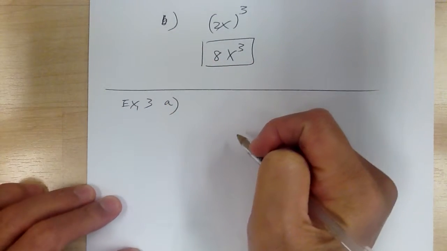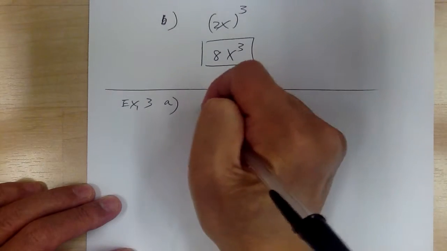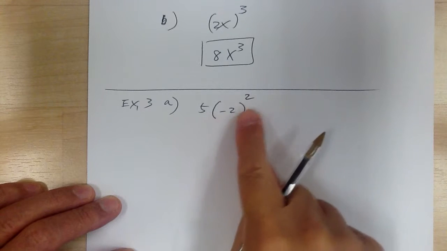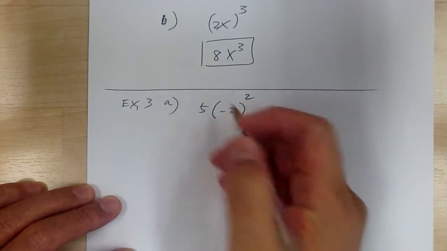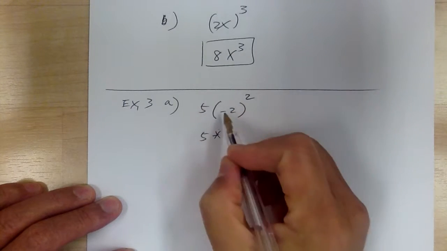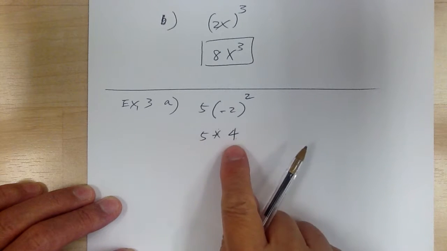3a. You want to evaluate. Evaluate means come up with a value. So you have 5 times negative 2 squared. First you need to apply the power rule to this first. So this is the same as 5 times 4, right? Negative squared is positive. 2 squared is 4. So this becomes 5 times 4.